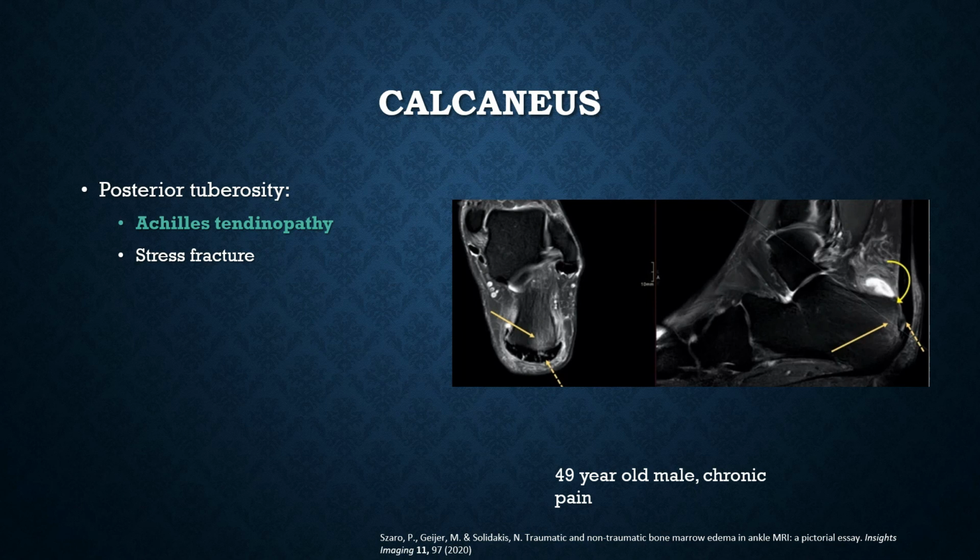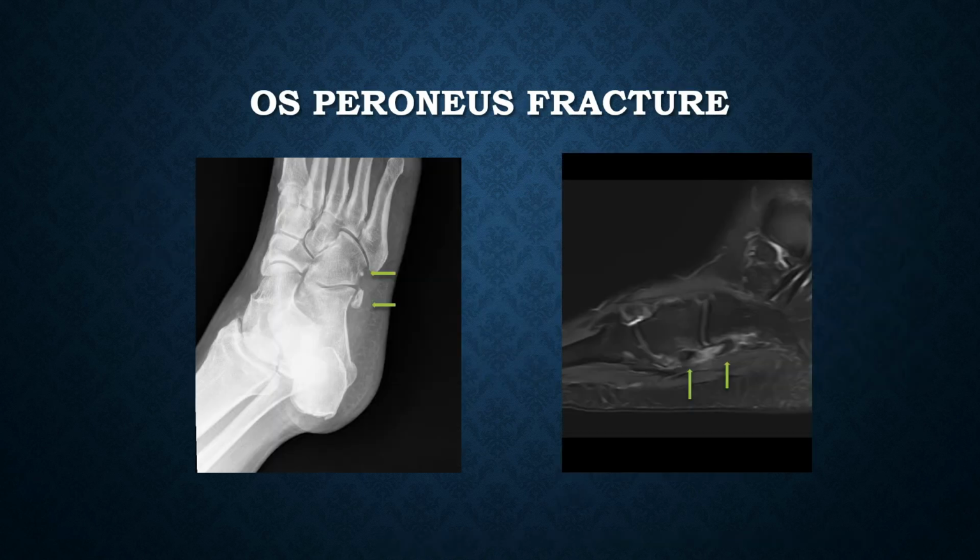Achilles tendinopathy, the posterior superior calcaneus. We'll often see abnormal signal intensity in the Achilles tendon, maybe retrocalcaneal bursitis. This was a 49-year-old male with chronic pain. And occasionally we'll see bone marrow edema in an ossicle, and in this case this was a fracture of an os peroneum. So be on the lookout for that.